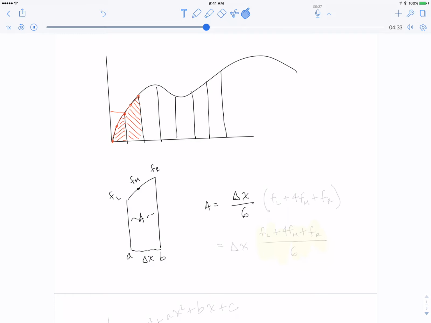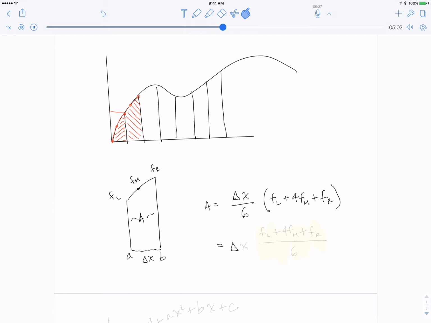Okay, so the base over 6 times the function on the left plus 4 of the function in the middle. Oops, 4 of the function in the middle. I'm going to erase that. Sorry. 4 of the function in the middle plus the function on the right.